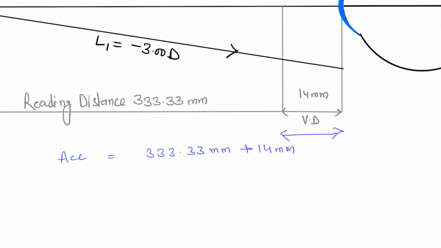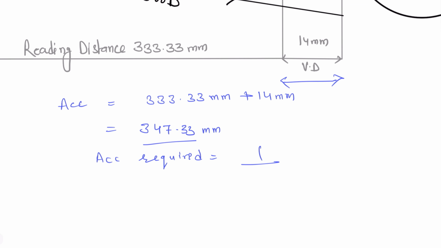So when we add it, it is going to come as 347.33. So your patient's eyes will be 347.33 mm far away from the reading material. The accommodation which is required when the object is situated 347.33 mm far away from the eyes will be given by the same formula which we have used earlier.